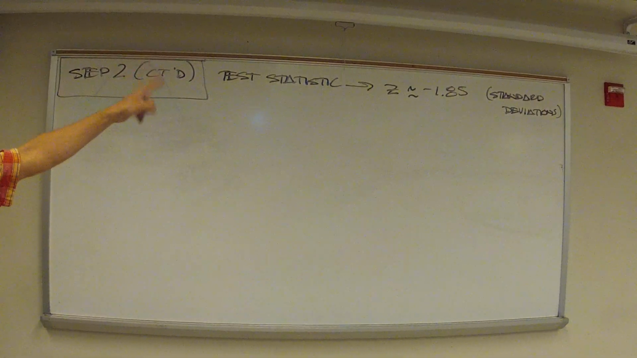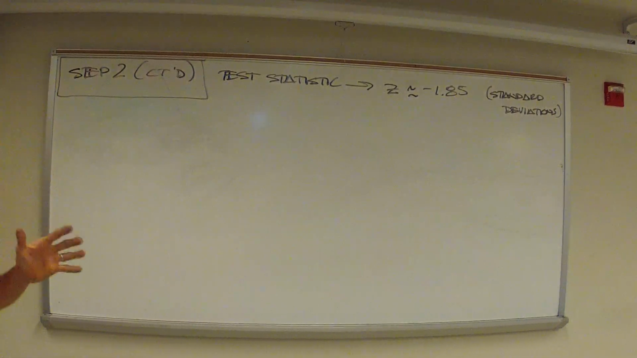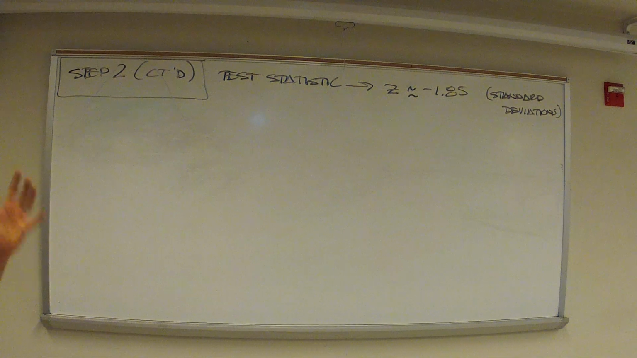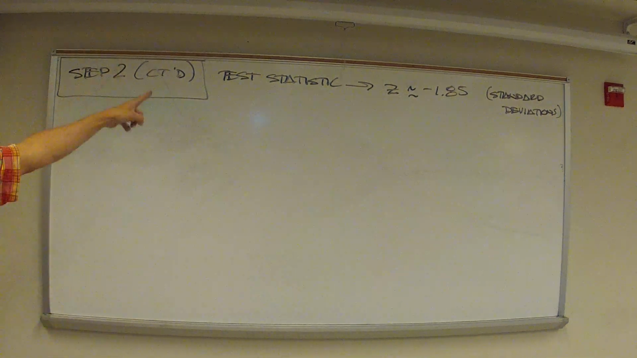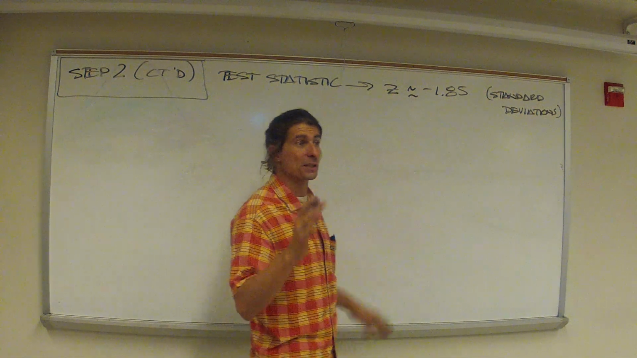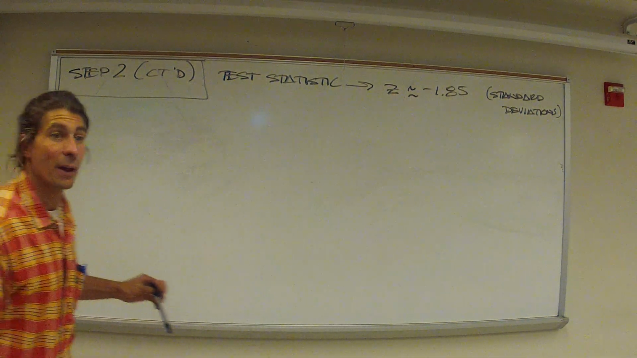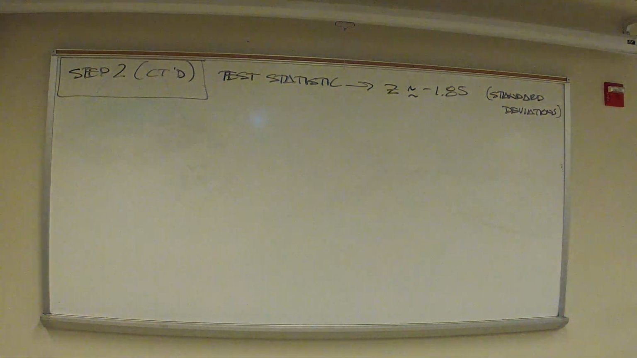The question is, is that far enough away from center to be believed significantly lower? Is it lower than average? How can you tell it's lower than average right now? It's negative, so you know it's lower. The question is, is it significantly lower? So this is where step 3 comes in. Step 3 is going to be to get that magical p-value.